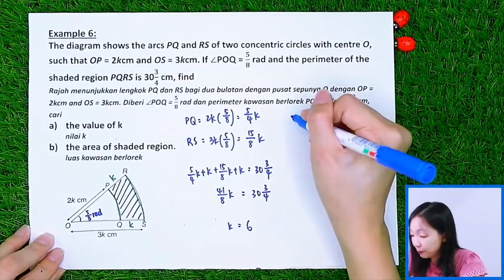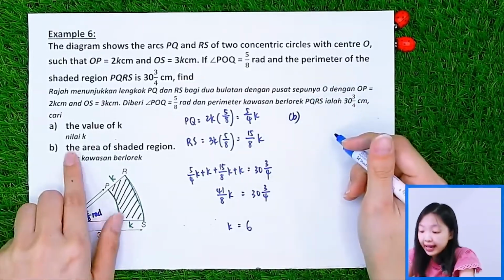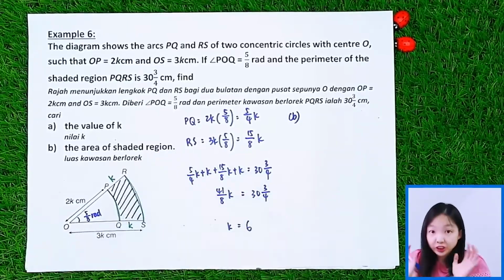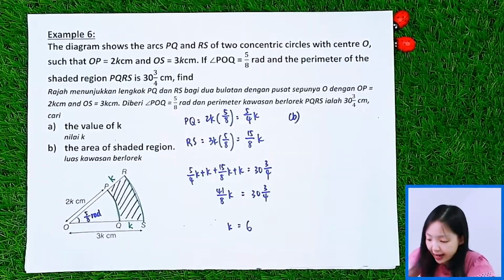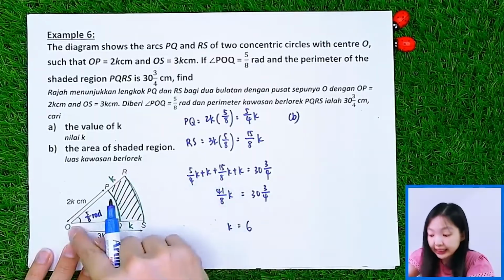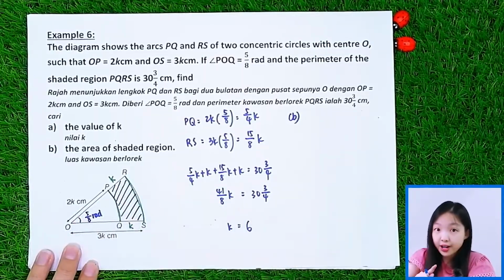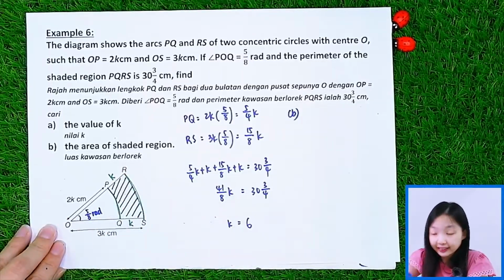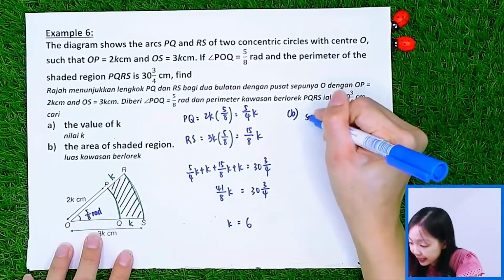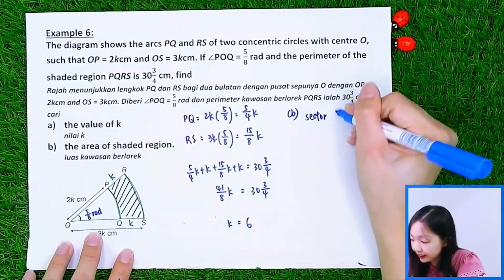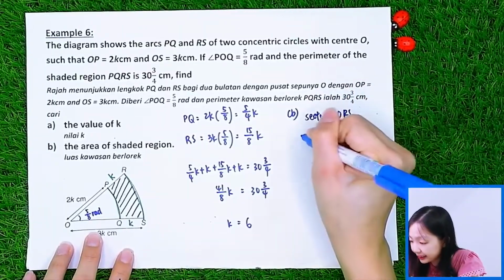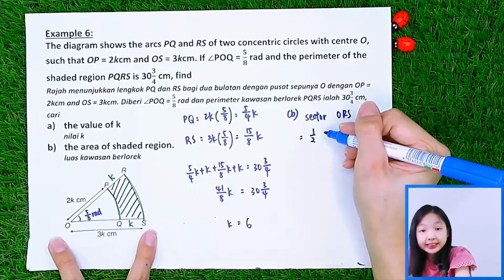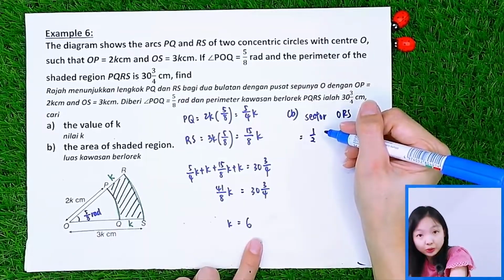Okay, now we go to part B, the area of the shaded region. So I want you to find the area of this shaded region. What should I do? I have to find the big area of this, then minus this small area, right? How can we find the big area of this sector? We can find the area of the sector ORS, which is equal to 1/2 times 3k. The radius is 3k, and k is equal to 6.